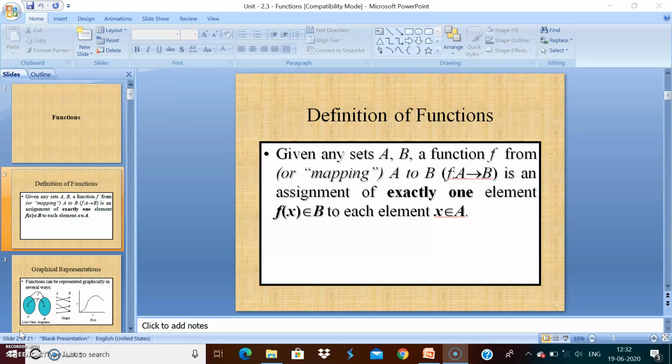Okay, so first of all, what is a function? Let A, B be non-empty sets. Then a function, another name for which is a mapping, f from A to B, is an assignment of exactly one element f(x) belonging to B to each element x belonging to capital A. That is nothing but a function.